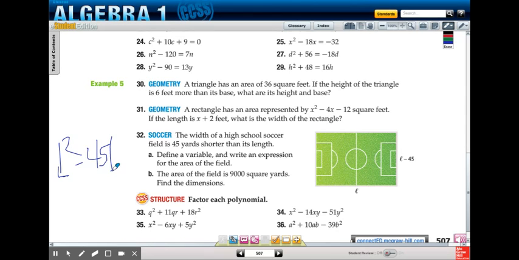Okay, now I have to move that 9,000 to the other side. So that's going to be minus 9,000 equals 0, right? Okay, great. So this number's negative, and this is negative. That means one of each, a positive and a negative, and the bigger one's going to be negative, and they have to multiply to get 9,000. Like 90 times 100.